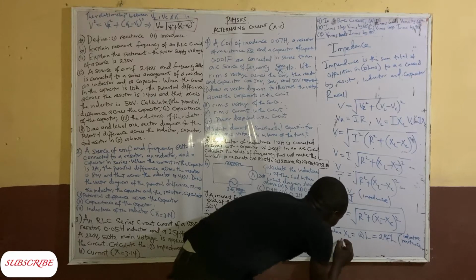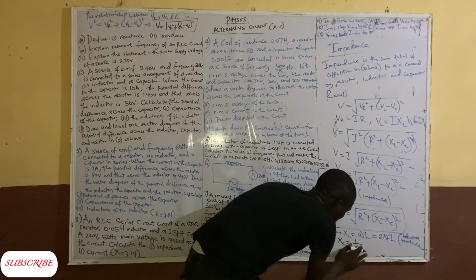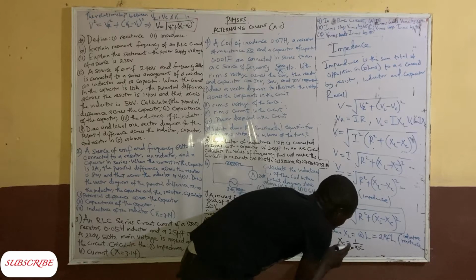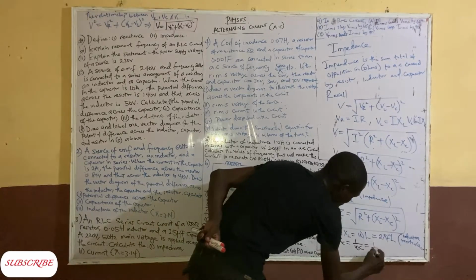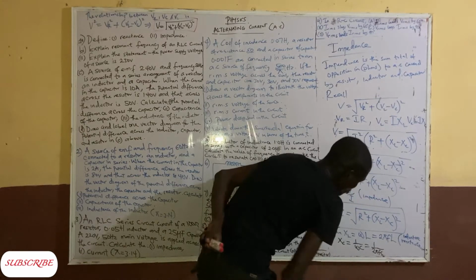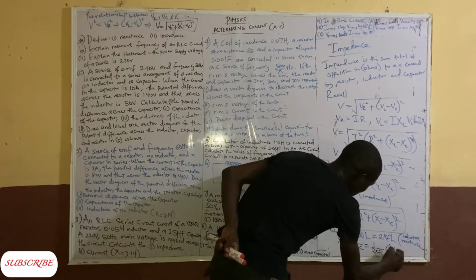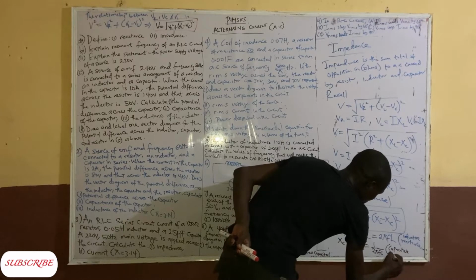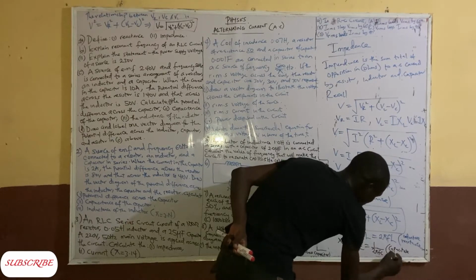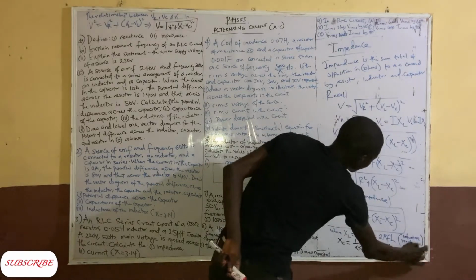Now XC is given as 1 over ωC, so XC is equal to 1 over ωC, which is equal to 1 over 2πFC. This is also known as the capacitive reactance. Both are measured in what?